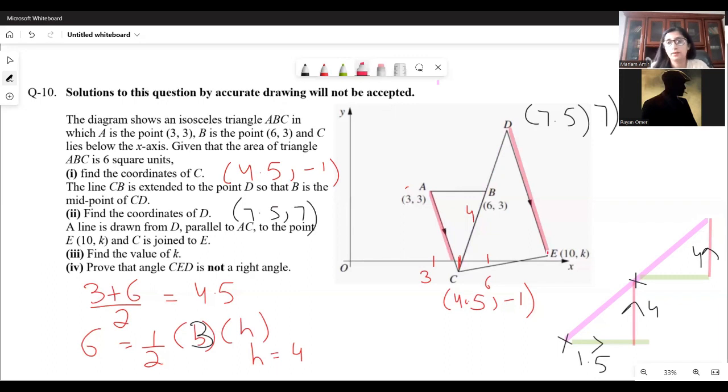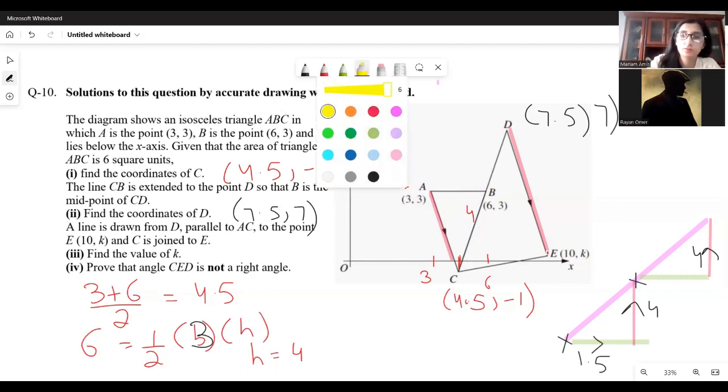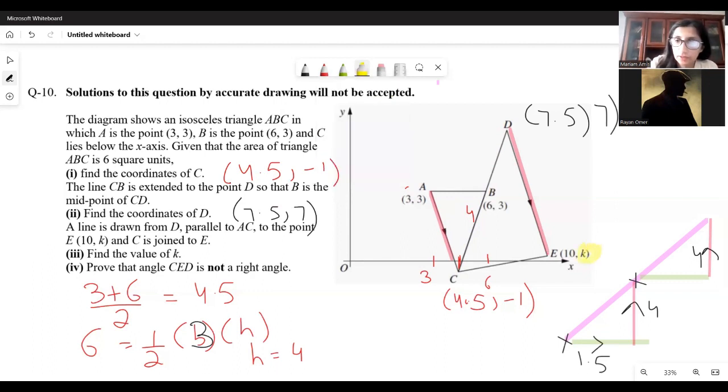So can you tell me how it will come? Miss, AC and DE are parallel. Yes. And you have to find the value of K.